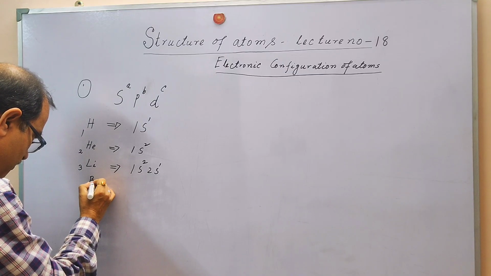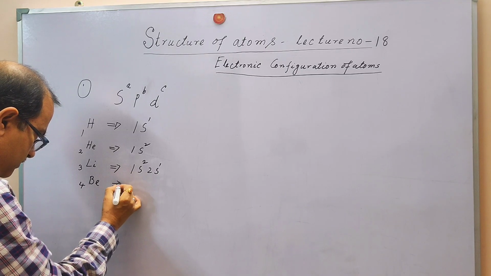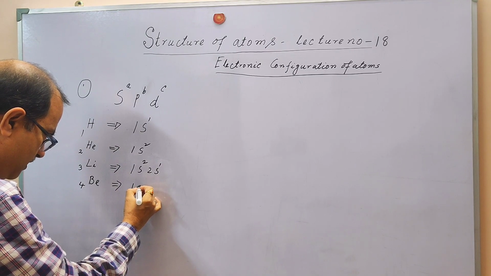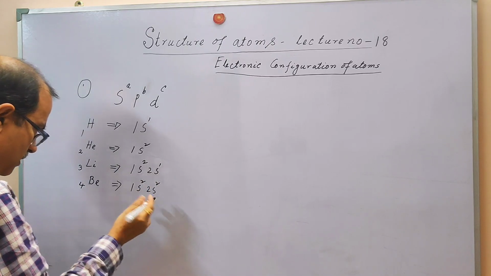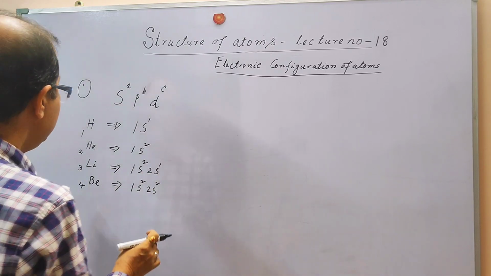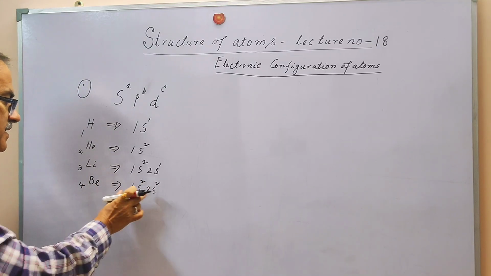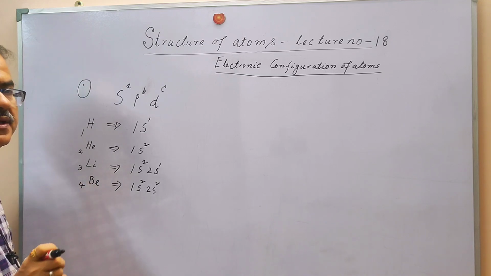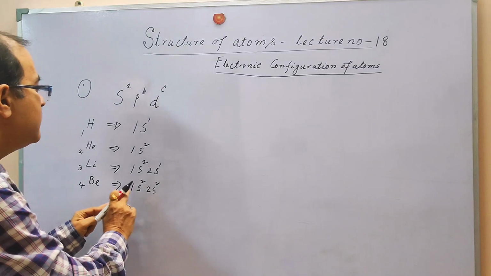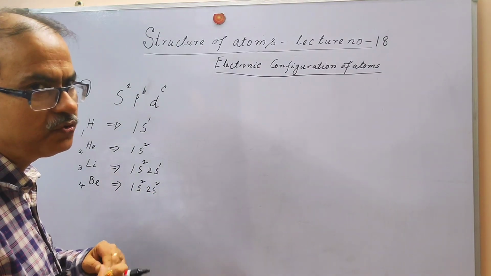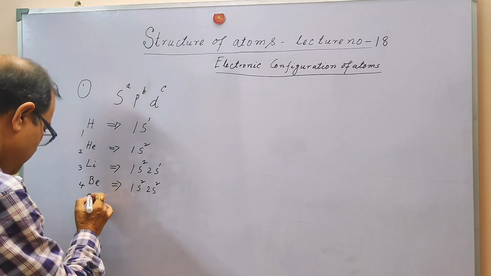Then the next element, we know, is beryllium. Beryllium has atomic number 4, so its electronic configuration will be like this: 1s2, 2s2. So this second electron will be put in the 2s orbital. That is the electronic configuration of beryllium. The 4 electrons of beryllium will be arranged in this fashion: 2 electrons in the 1s orbital, another 2 electrons in the 2s orbital.